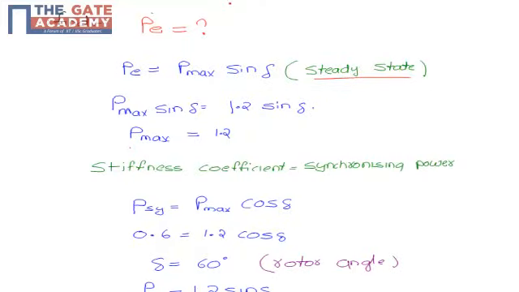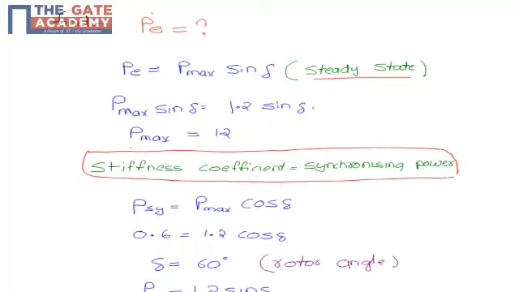where the stiffness coefficient is equal to the synchronous power. The synchronous power, PSY, is equal to P maximum cos delta. The value of the stiffness coefficient is given in the question, 0.6 per unit, which is equal to P max, that is 1.2, into cos delta.